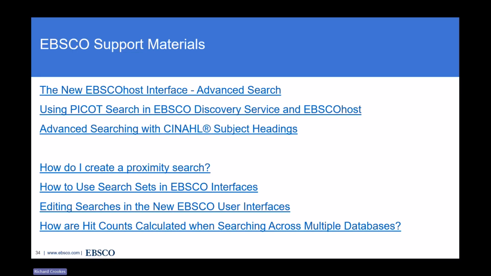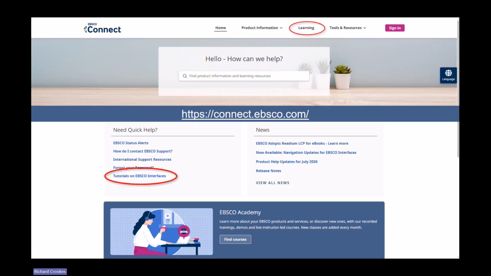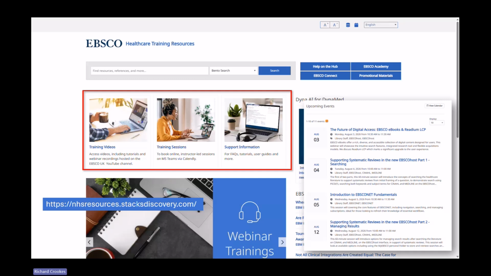I've included some of the support materials: more information on proximity searching, using the search sets, and editing searches. These are all live. And of course, EBSCO Connect is the main support portal with our tutorials, and also a link to the EBSCO Academy, which provides additional tutorials and videos that you can refer to as well. For upcoming training sessions and past recordings, we also have the training resources portal. This has been recently updated, and there are sessions scheduled for August as well. Part 2 is included in that, so I'd expect you to be there if you can make it, but it will be recorded as well, providing the attendance is sufficient.